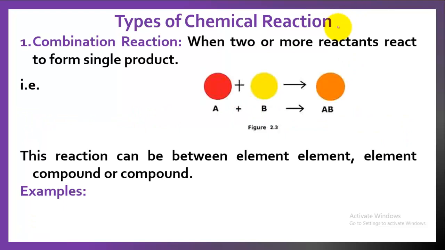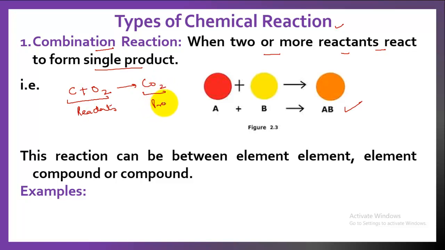The first chemical reaction we are going to take up is the combination reaction. A combination reaction is a reaction in which two or more reactants react and form a single product. That means the reactants can be as many, but the product is going to be single. For example, if I have carbon and I react it with oxygen, carbon and oxygen react to form carbon dioxide. The substances written on the left-hand side are regarded as reactants, and the one on the right is the product. In this case you can see the product is only one.